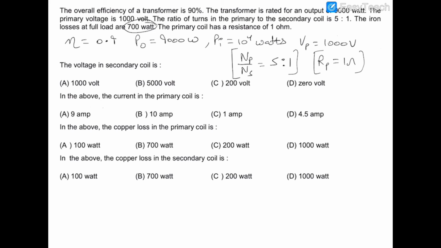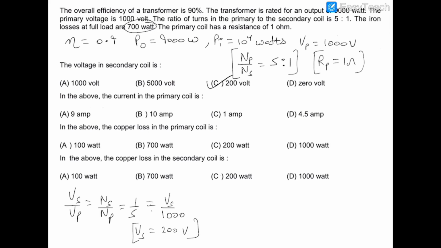So the first thing which is asked is the voltage of the secondary coil. So we can say that V secondary upon V primary is equal to N secondary upon N primary, and N secondary upon N primary is 1 upon 5. So this is equal to V secondary upon V primary. It is also given that the primary coil has an input voltage of 1000 volts. So it is equal to Vs upon 1000. So Vs will be equal to 200 volts. So the correct answer for the first one is 200 volts.